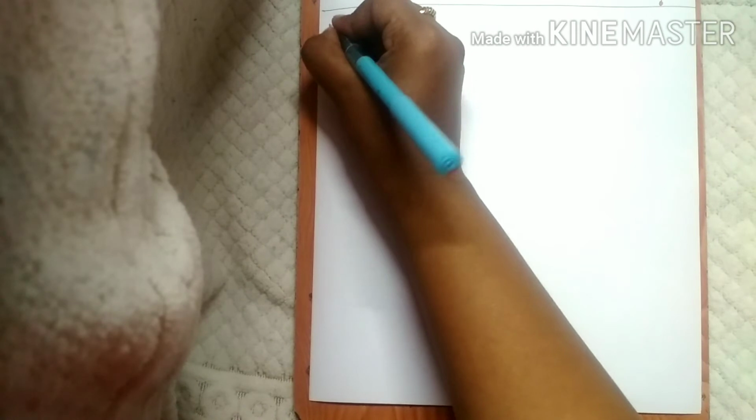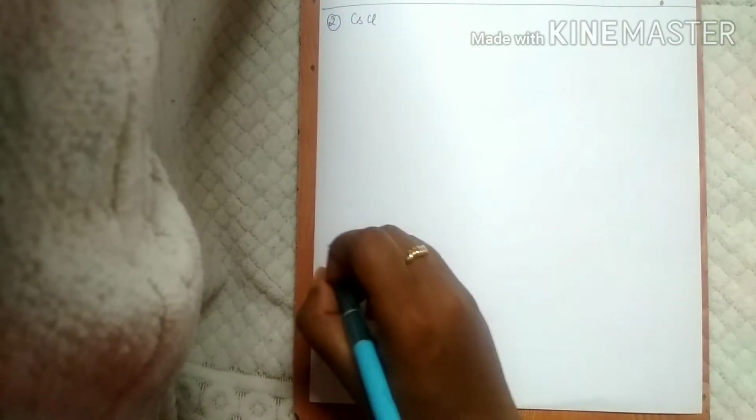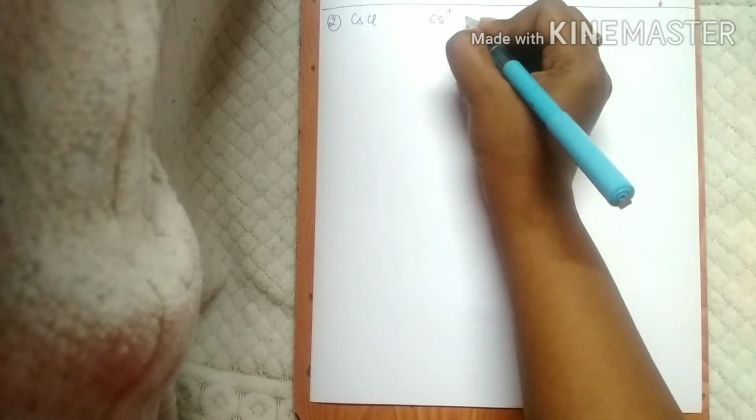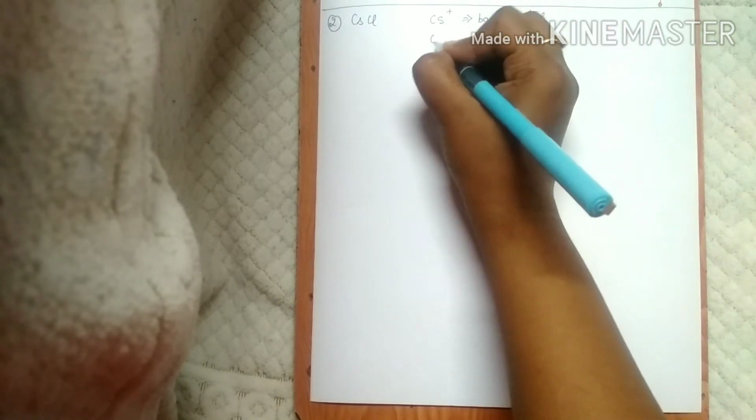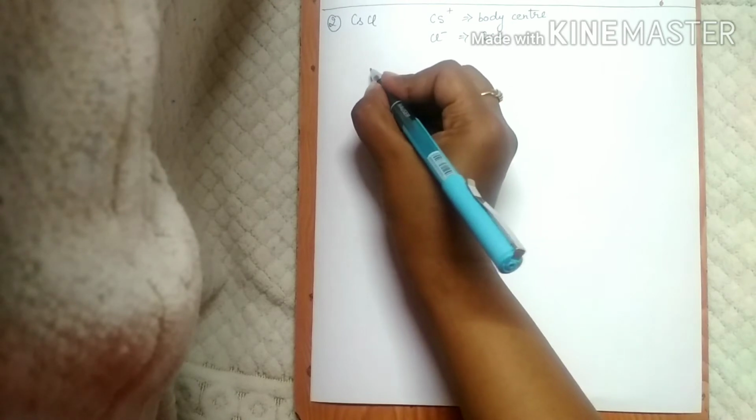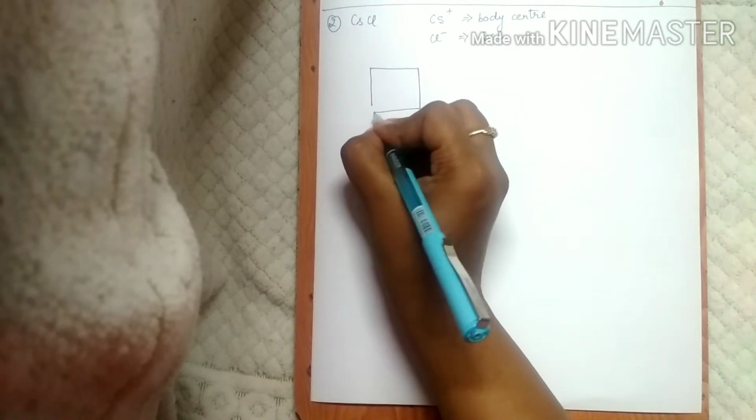Next is the structure of cesium chloride. In cesium chloride, Cs positive is present at the body center and Cl negative occupies all the corners, basically SCC. So if you want to make a unit cell of CsCl, in CsCl, Cs positive occupies body center and Cl negative occupies SCC structure.